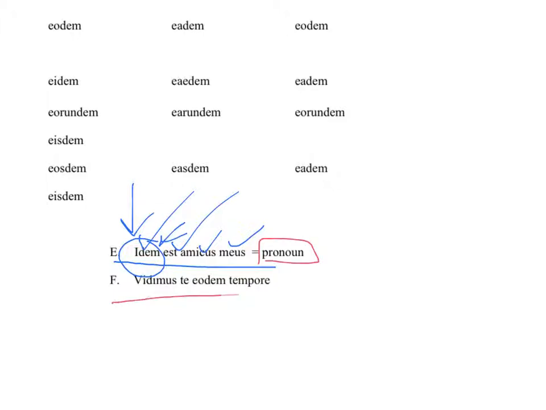And then down here, videmus te eodem tempore. We see you at the same time, and in this case, eodem is modifying tempore. So it's an adjective modifying a noun, and it's in the same case, number and gender as tempore, which is the ablative singular neuter.